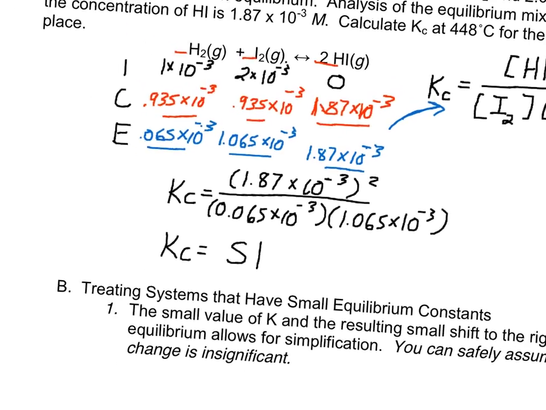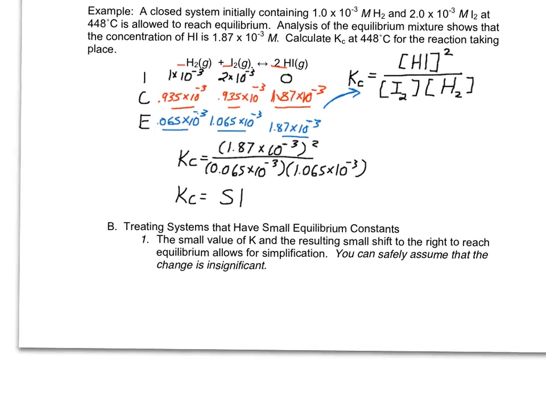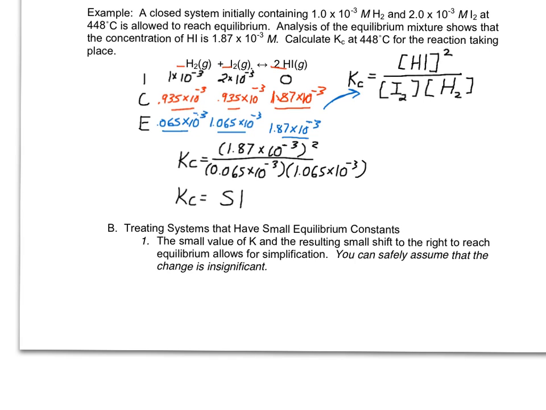Last thing that it says in your notes is if you have really, really small equilibrium constants, then you can assume insignificant changes, and it makes the math a lot easier. Now, I'm going to go through some examples of that with you in class and show you how that works.